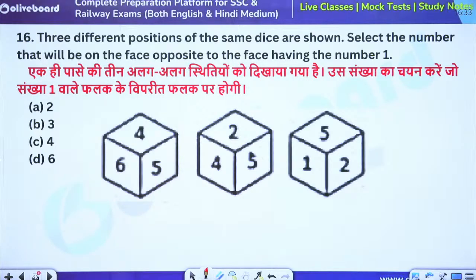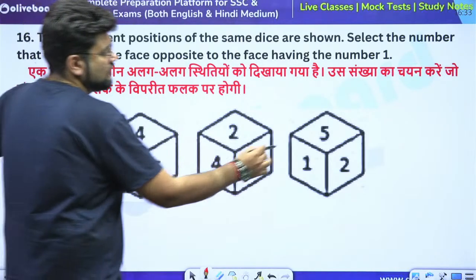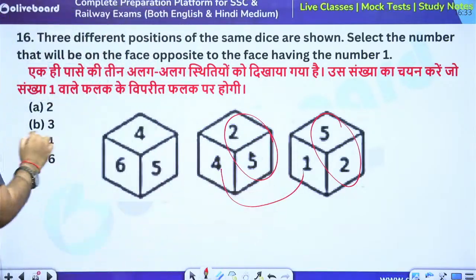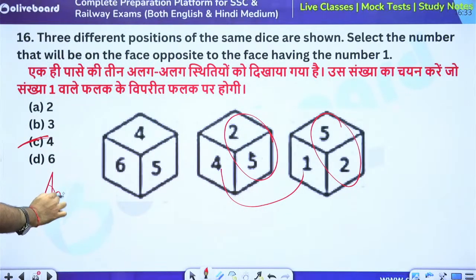So what is opposite 1 again? It's pretty easy. With 1 we have 5, 2. 5, 2 here again. So 1 is opposite to 4. So option C is the right answer.